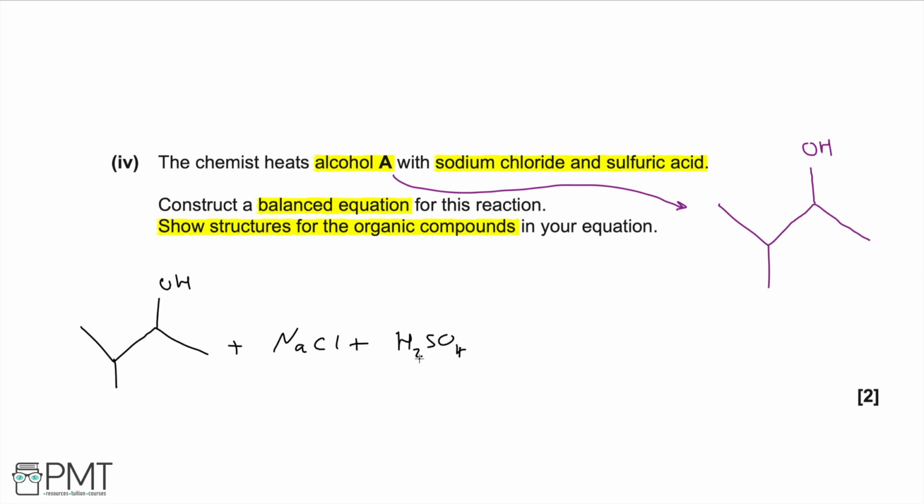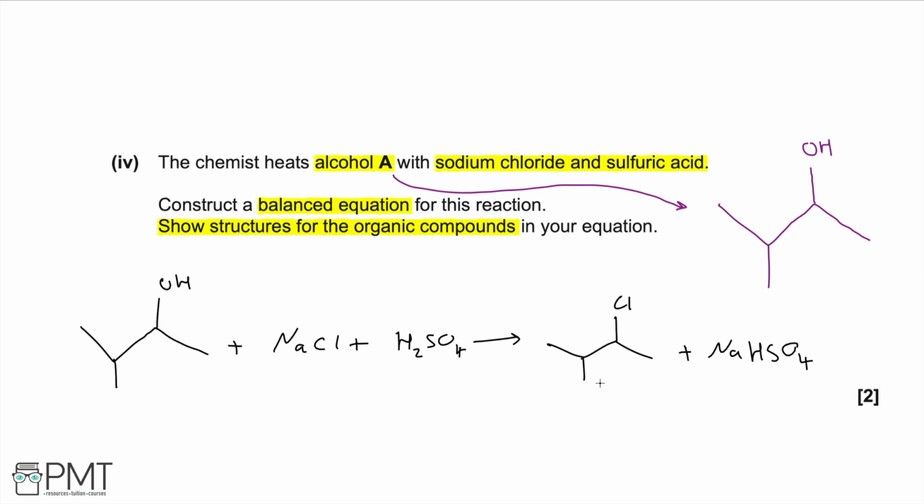Well, our sulfuric acid is going to donate a proton to the alcohol, which will turn it into water, which is then going to leave the molecule with a positive charge, and the chloride anion will replace the alcohol group, and we'll be left with a haloalkane. So our products are going to be like this. So in this question, you will get 1 mark for the correct product here, or correct products, and then the second mark will be for making sure that everything's balanced.